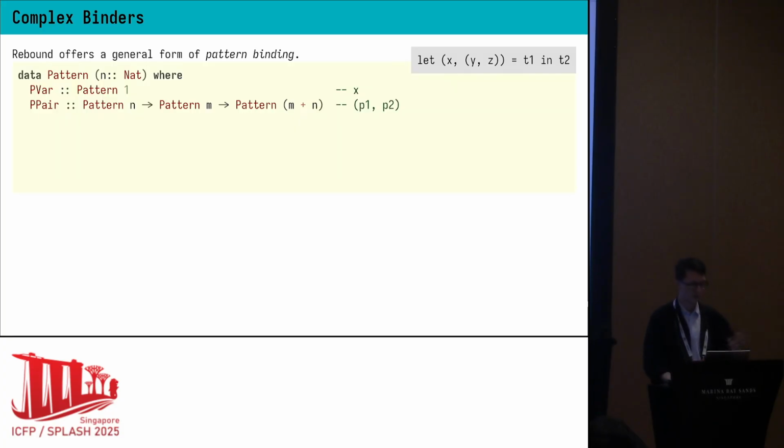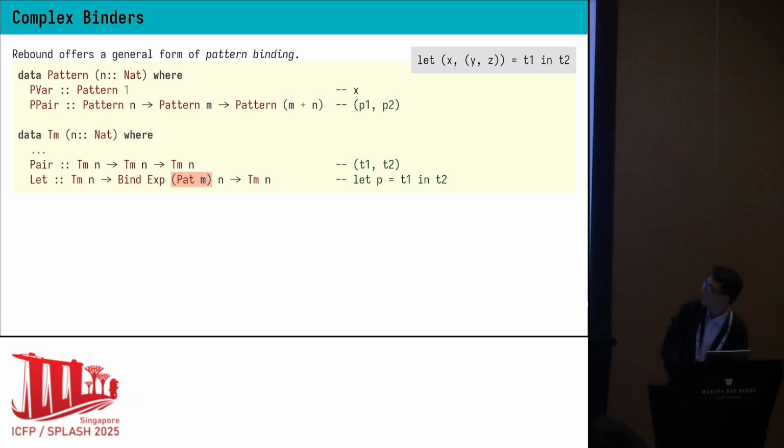All you have to do is first declare a data type to represent your patterns. So in our case, we have 2 different kinds of patterns, single variables and pairs of subpatterns. The type is once again indexed by a natural number, but this time this number is here to track the number of variables bound by the pattern, meaning that the variable case is a pattern of 1, because it binds 1 single variable, and a pair of patterns has to bind as many variables as the sum of its two sub-patterns.